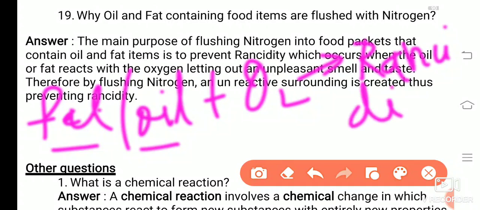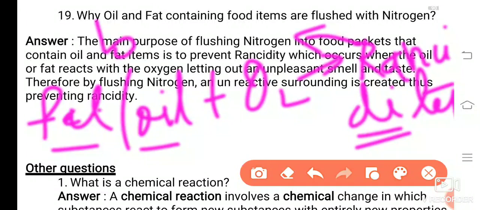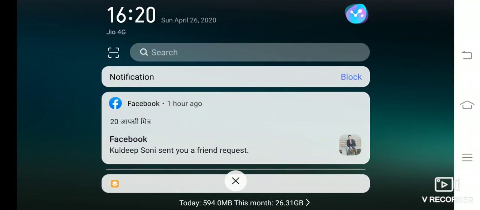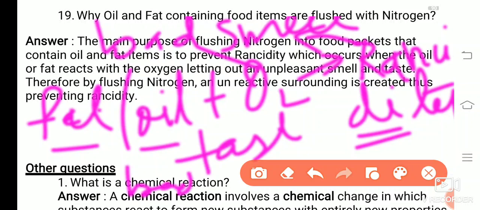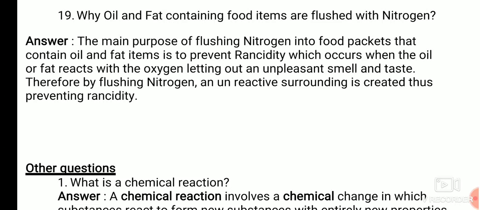Rancidity, right? They form the rancid. Rancid means it has a bad smell, and the taste is also bad, bad taste and bad smell. Clear? So that is why it is required to flush nitrogen. Therefore, by flushing nitrogen, an unreactive surrounding is created, thus preventing rancidity.